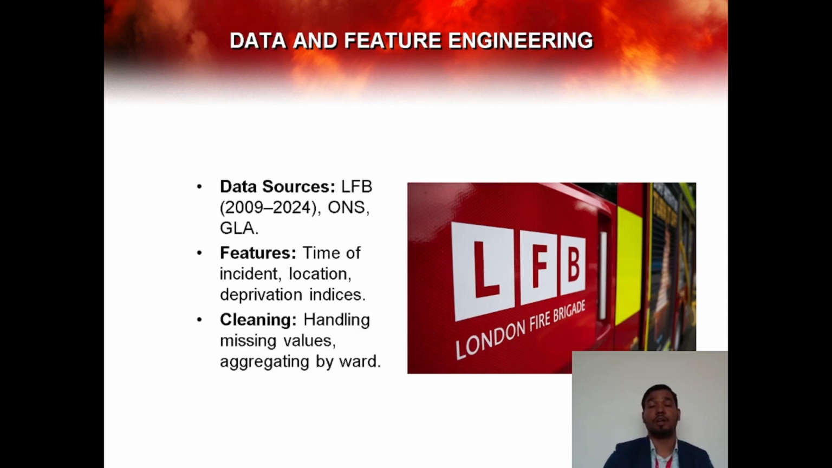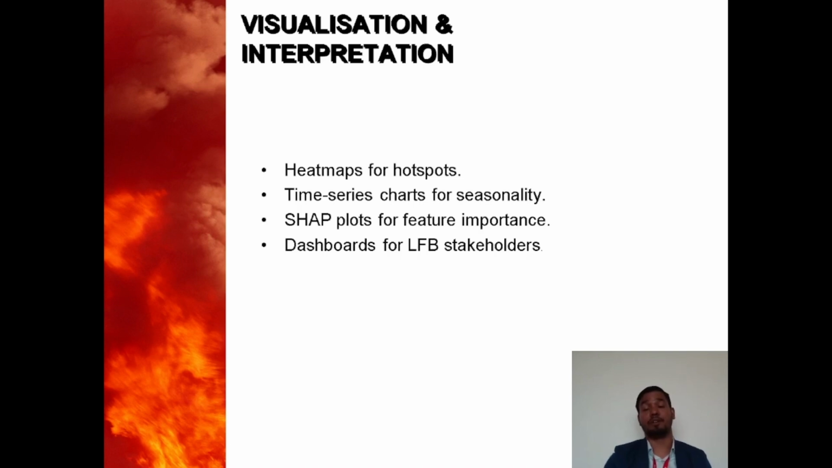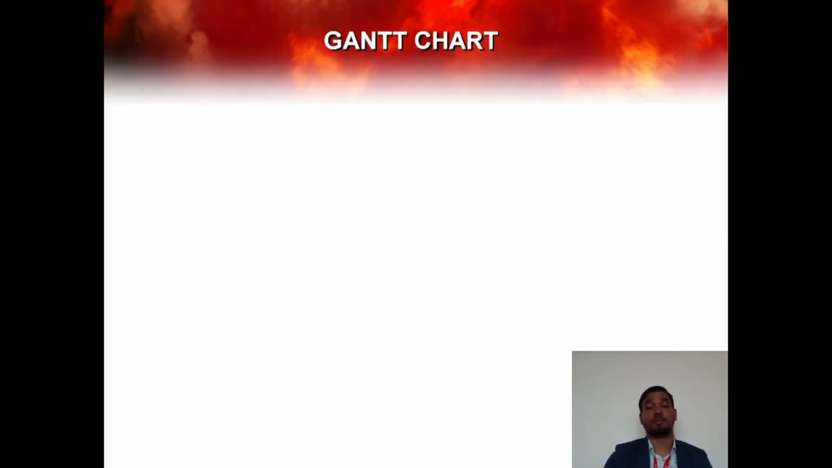I also have to fix outliers. With model execution, I'm going to apply random forest and some other AI, and for that I have to validate it with cross validation and hyperparameter tuning. For understanding, I have to do some visualization, such as heat maps, hotspots, seasonal time series charts, and other dashboards, as well as risk management and mitigation. That means I have to understand this as well.